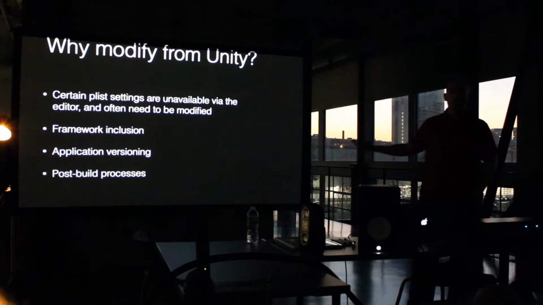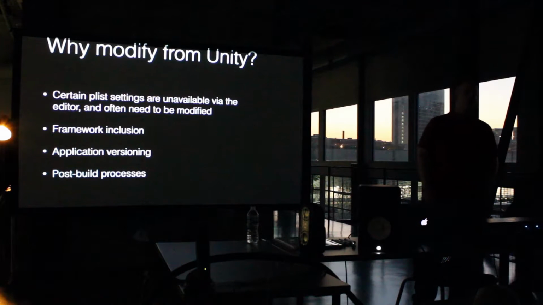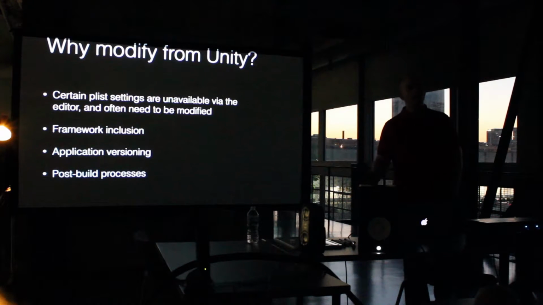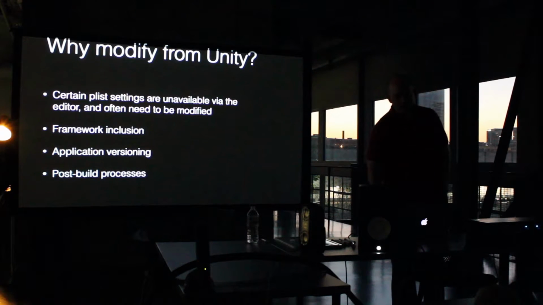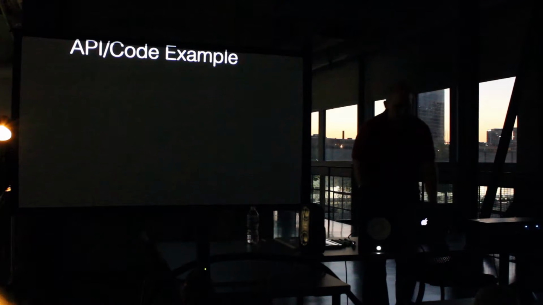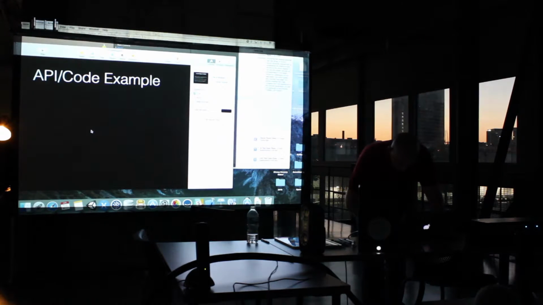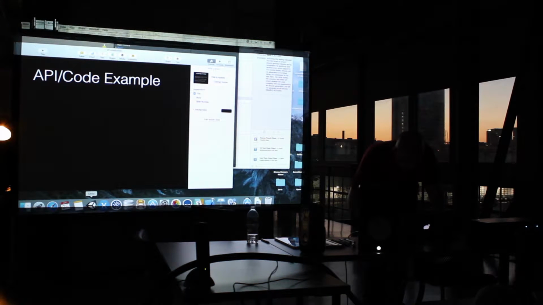The same thing here, framework inclusion. Say I have a plugin that uses core data. I don't want to manually go add core data to my plist every single time I make a build. That's awful. Nobody wants to do that. Same thing with application versioning and then post-build processes. So to go into a little bit more detail as far as what all this stuff is and how you get to it in Unity.